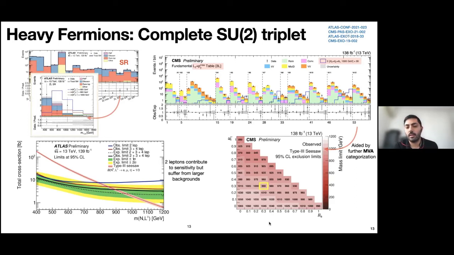And the limits are at the range of roughly a TeV, give or take, depending on your exact assumption on the flavor coupling of these particles. ATLAS has a similar search, which is illustrated on the left, that uses two, three, and four lepton final states together, but only probes the flavor democratic scenario, which in the CMS case is indicated by this yellow box, which is around the TeV. And both analyses are very comparable to each other.